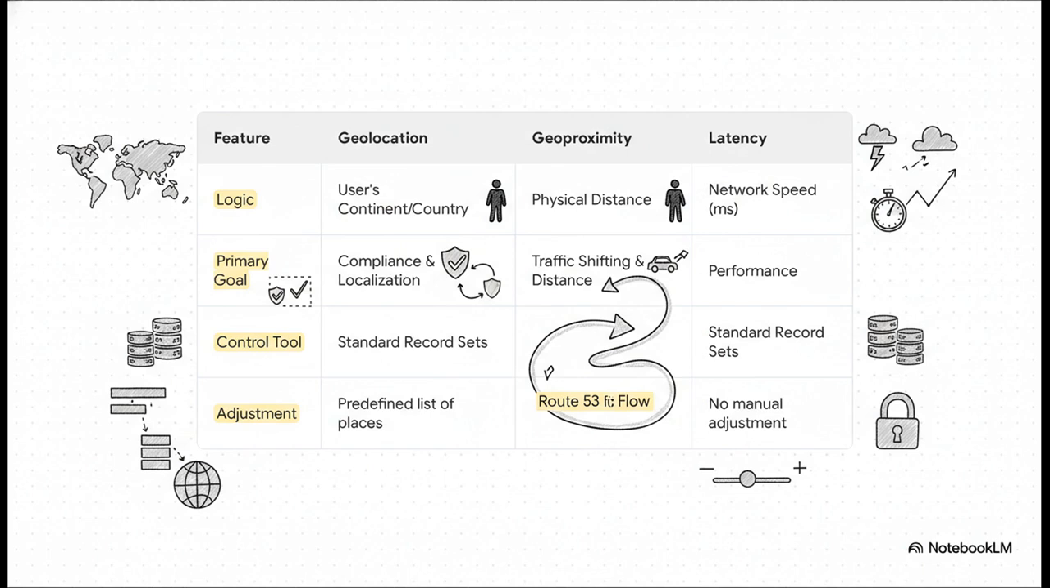Next, the primary goal. For geolocation, it's compliance and localization. For geoproximity, it's all about shifting traffic around. And for latency, it's one thing, performance. Now look at the control tool. Notice how geoproximity is the odd one out here. It's the only one that requires Route 53 traffic flow. And finally, adjustment. How much control do you have? With latency, you have none. It's all automatic. But with geoproximity, you have that incredibly powerful bias value to fine-tune everything.